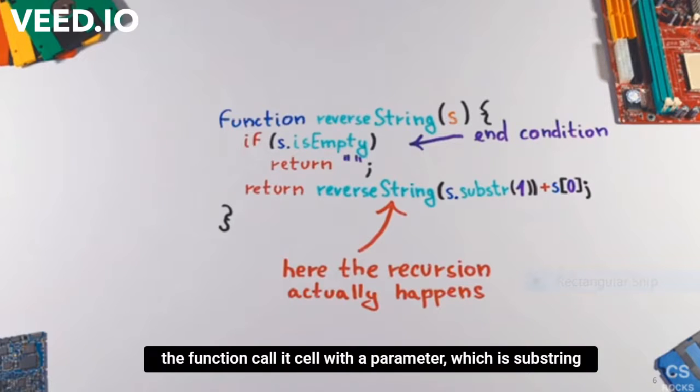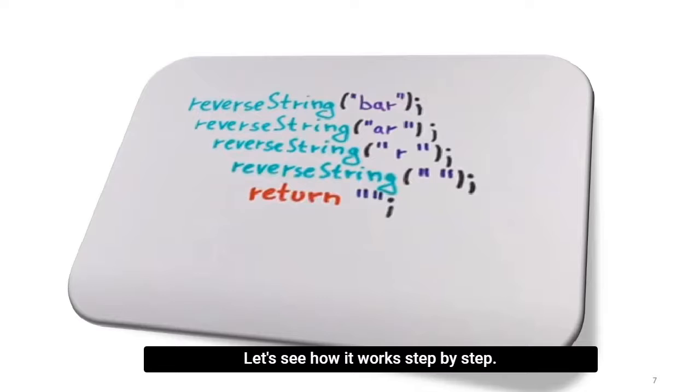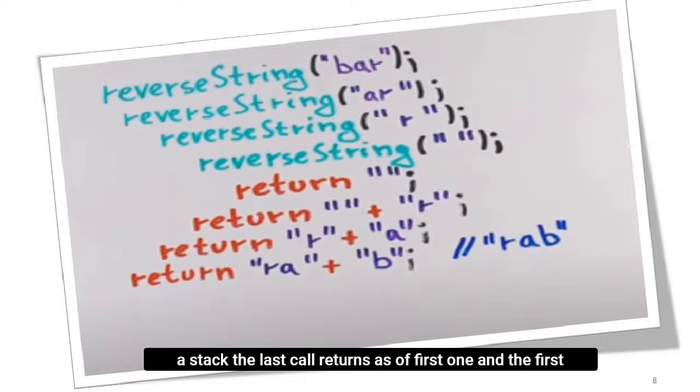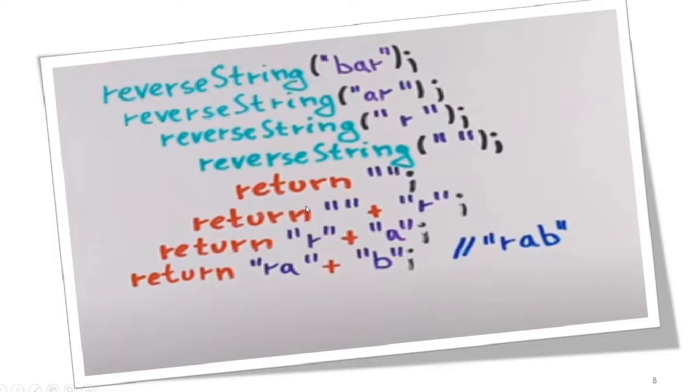And here you can see where the recursion actually happens. The function calls itself with a parameter which is a substring of our string starting at index 1. So what we return is the result of our new call plus the first character of the input string. Let's see how it works step by step. The function calls are nested and they are a nice example of a stack. The last call returns first and the first call returns last, and that's it.